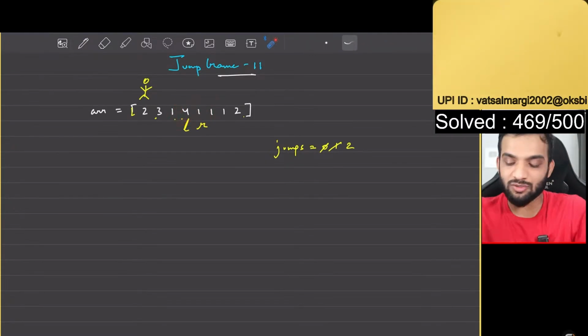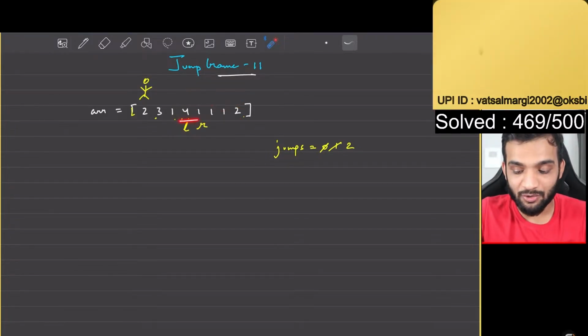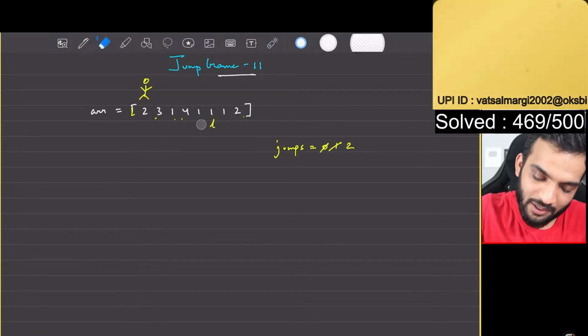Again, 4 can go how much? You can go here, farthest. Okay, 1 can go here. The farthest you can go from this range is till this place. So what I'll do is first update L, which is going to be 1 plus of R, then update R, which is going to be this.